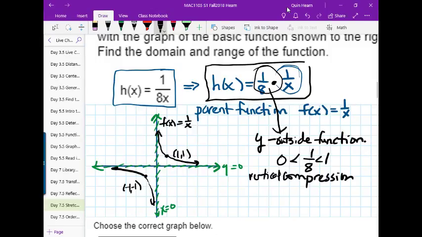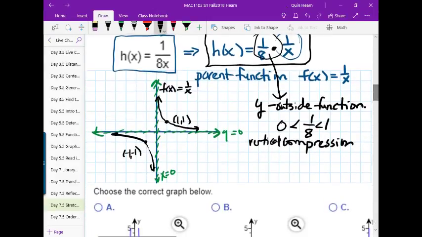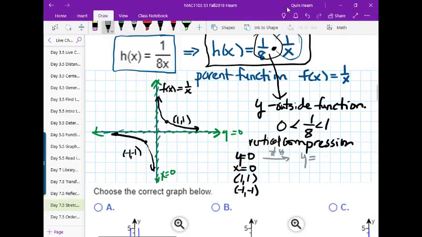All you have to do, though, is take each of the key points and asymptotes and multiply the y values by 1/8. So we have y equals 0, x equals 0, we have 1, 1, and we have -1, -1. And we're going to change these points by multiplying any y values by 1/8. Well, if y is 0, 1/8 of 0 is still 0. So that's going to stay the same.